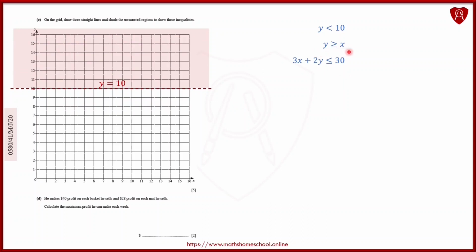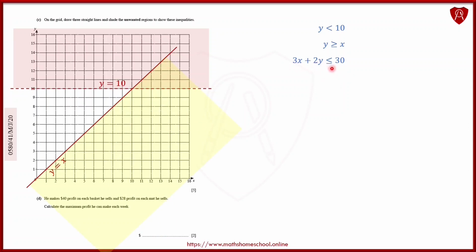The next inequality, y is greater than x. Boundary line should be solid because points on the line are included, and we should draw the line y is equal to x as the boundary line. Take a point like 0, 6, this one. X is 0, y is 6, so this point must be in the wanted region. We need to shade the other side of the line, which is the unwanted region.